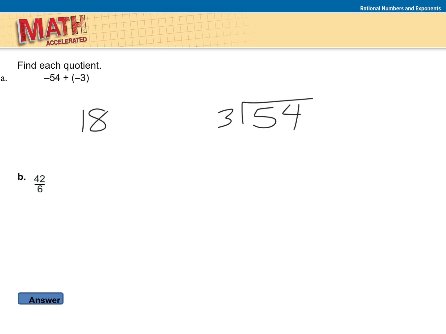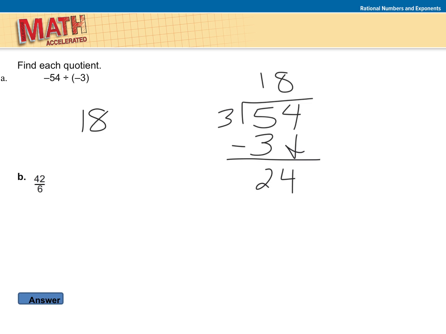Well, how many times does 3 go into 5? 1. 3 times 1 is 3. 5 minus 3 is 2. 2, drop down the 4. How many times does 3 go into 24? 8. That's how we got 18. Okay? Positive divided by a positive gives you a positive.